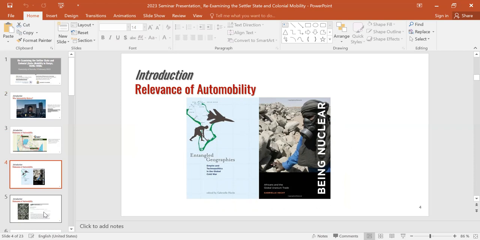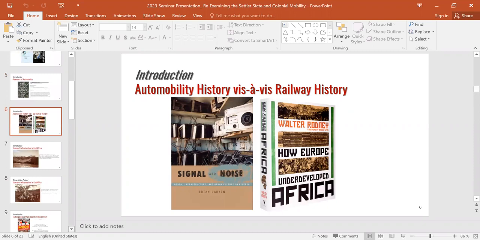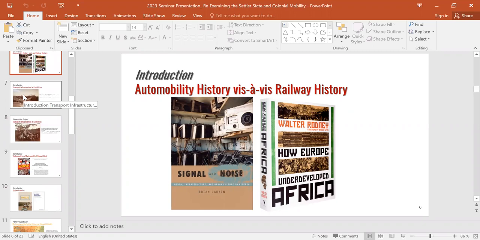If you want to seriously engage with these social and environmental questions of today that are shaped by colonialism and other factors, Mimi Sheller's Mobility Justice is a good start. As a sociologist, she has co-founded the New Mobilities Studies. Much of her work, also with John Urry, has been groundbreaking. But I'm also convinced we need historians to understand how we got to this point.